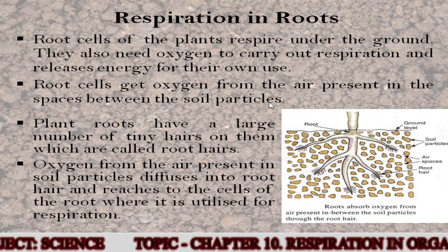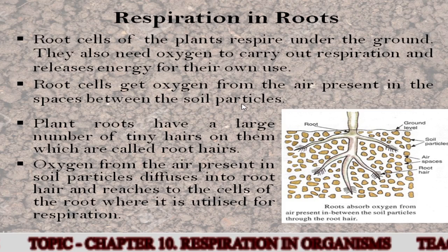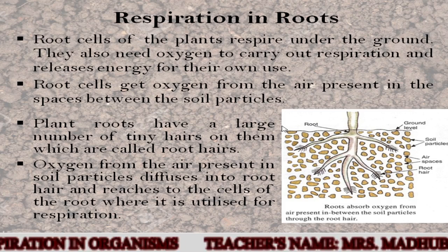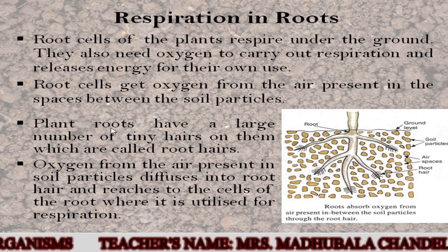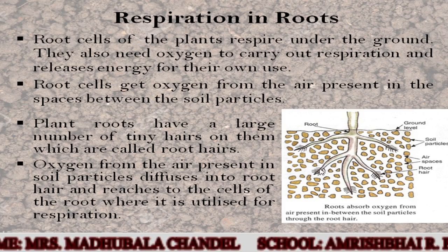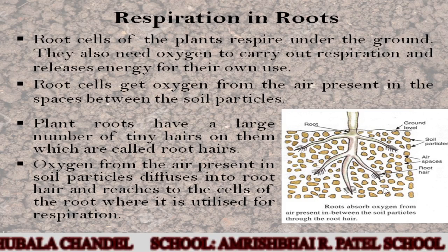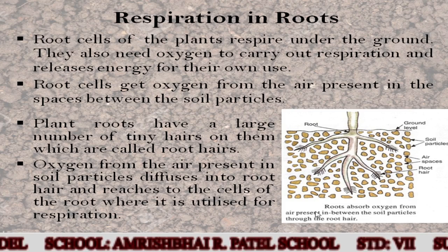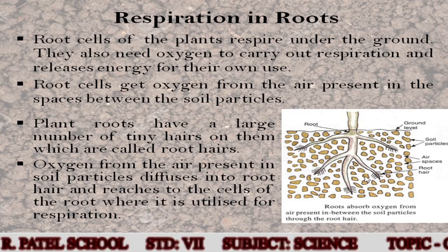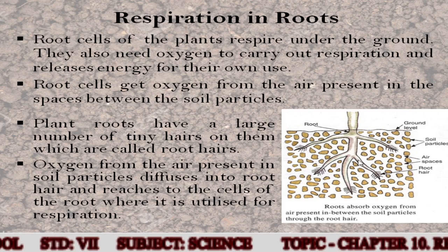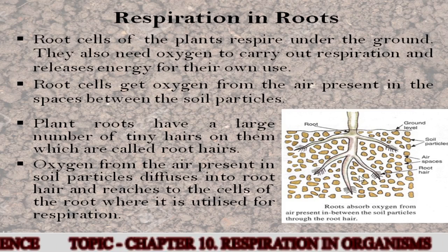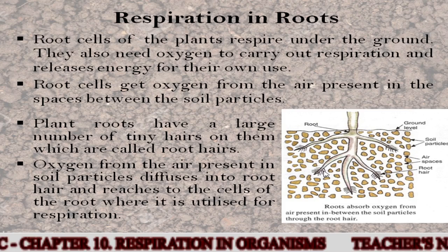The root cells get oxygen from the air present in the spaces between the soil particles. So from where do we get oxygen in the soil? From the spaces between the soil particles we get air. Now plant roots have a large number of tiny hairs on them, which are called root hairs, as you can see here in the diagram. The roots absorb oxygen from the air between the soil particles through the root hairs. Oxygen diffuses into the root hair and reaches the cells of the roots, where it is utilized for respiration.